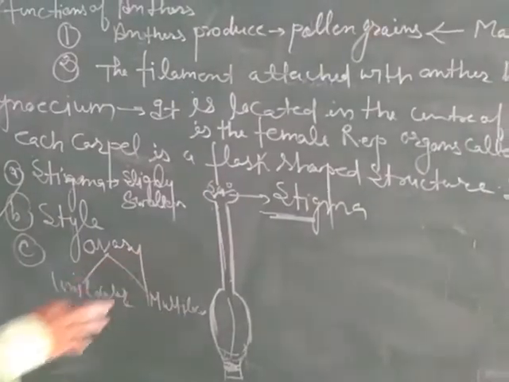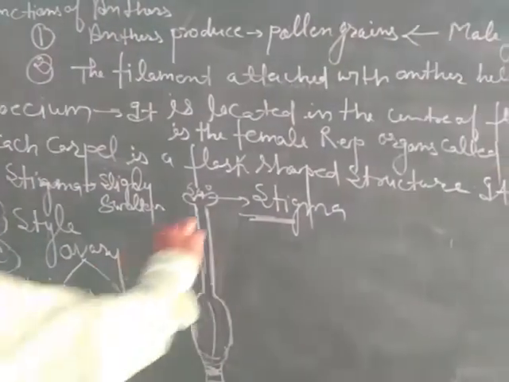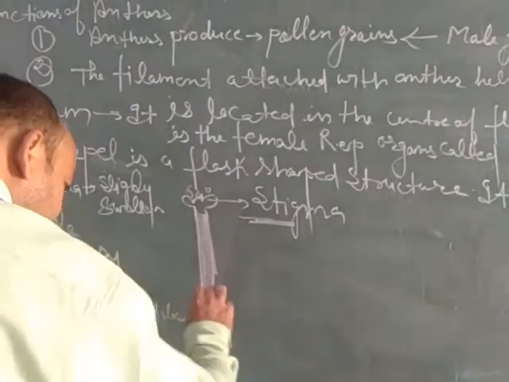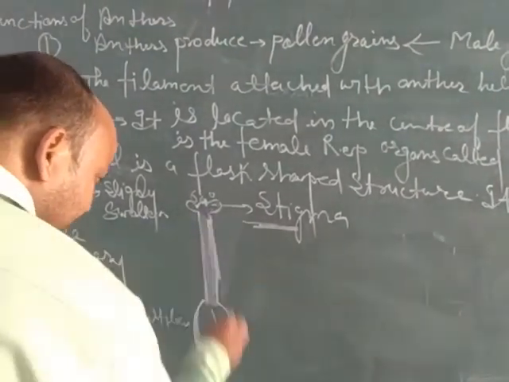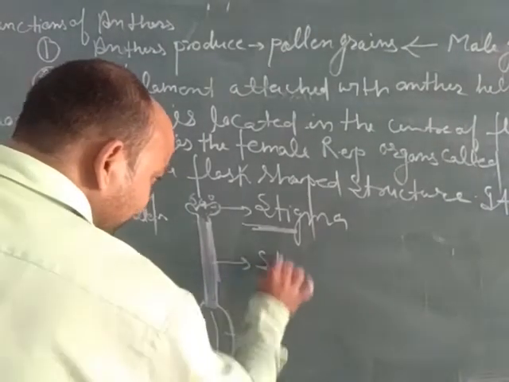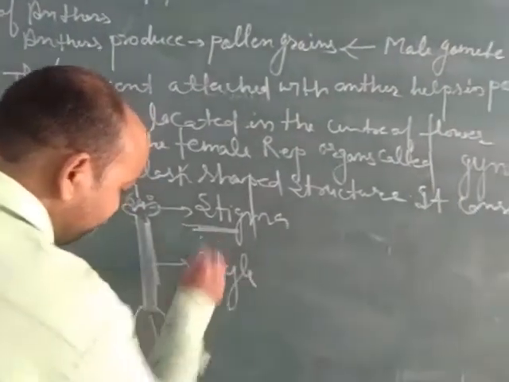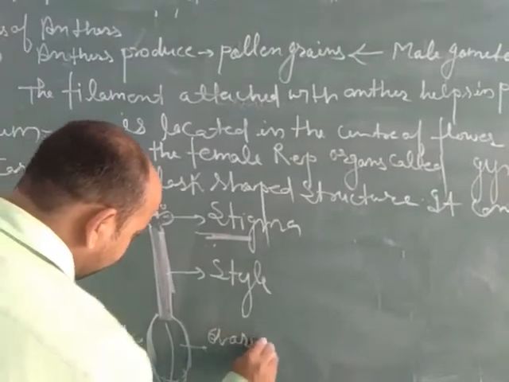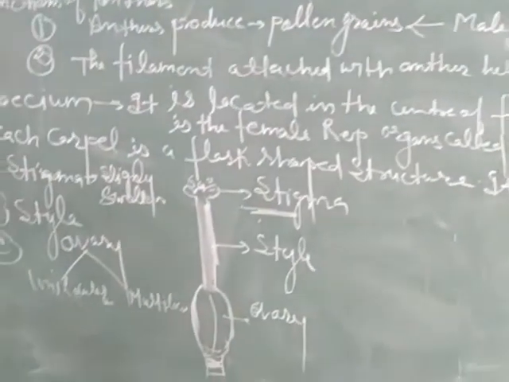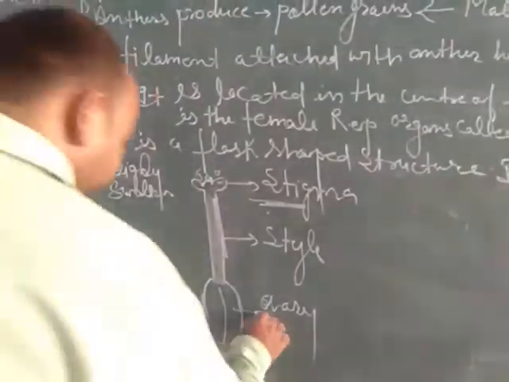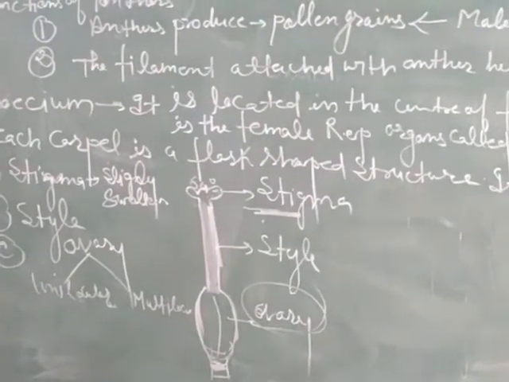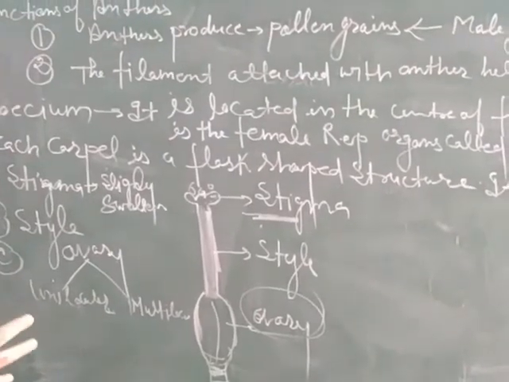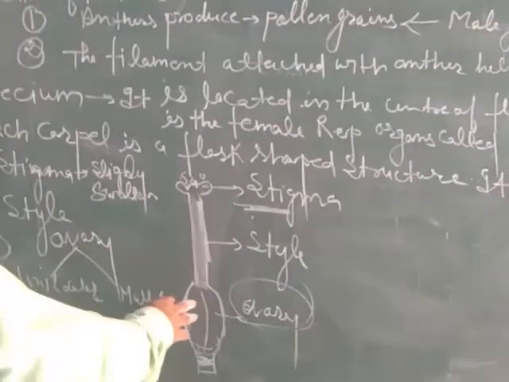The second portion is the style. This is a long tubular stalk that connects the stigma to the ovary. Now we will discuss the ovary. It is a swollen and lowermost part of the carpel.